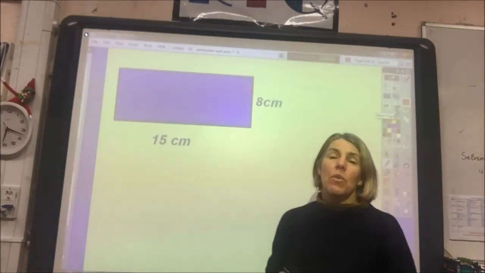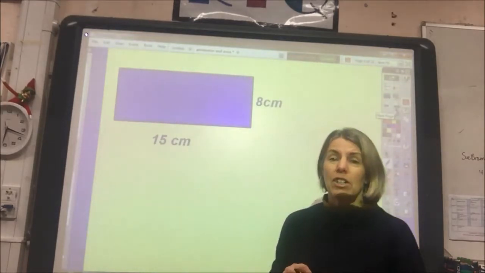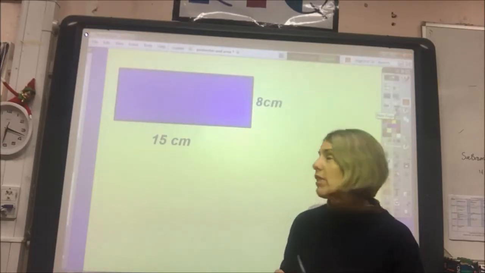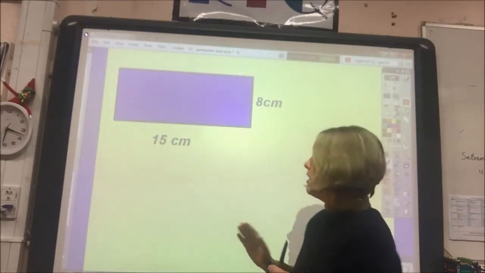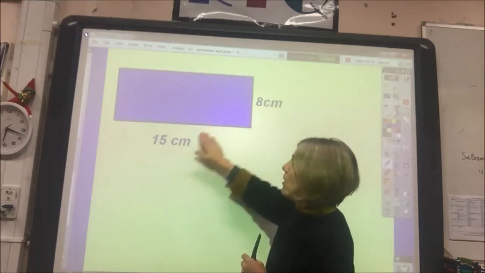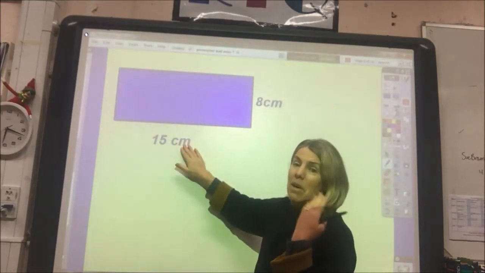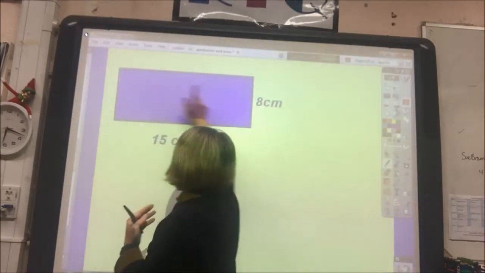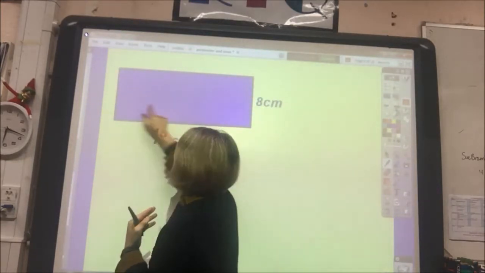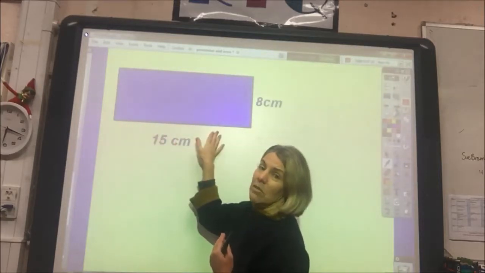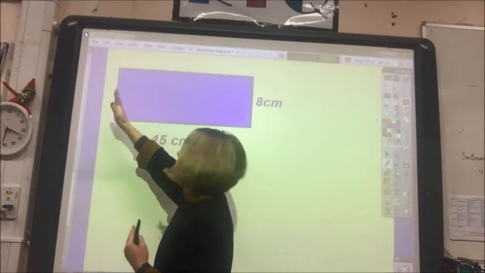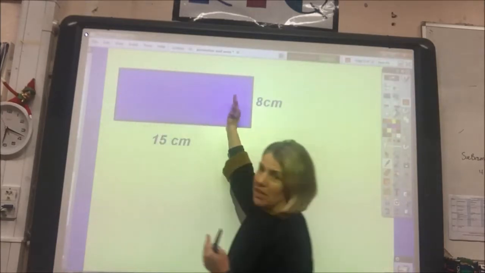Okay, so with a regular shape, a rectangle or a square, we split the shape into imaginary squares. So this rectangle is 8 centimetres by 15 centimetres. And in my head, I'm splitting this side into 8 lines to give me 8 rows. And this side, I'm splitting this line into 15 imaginary columns. 1, 2, 3, 4, 5, 6, 7, all the way to the end.